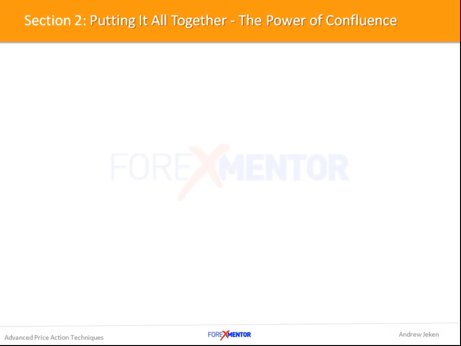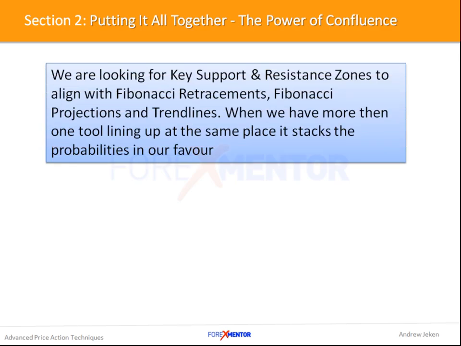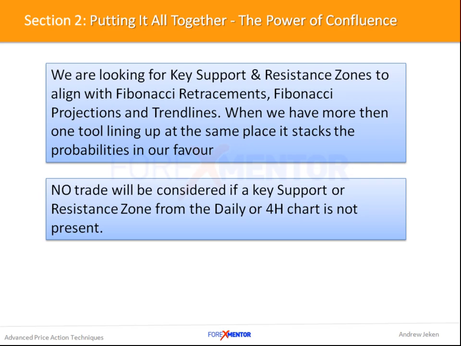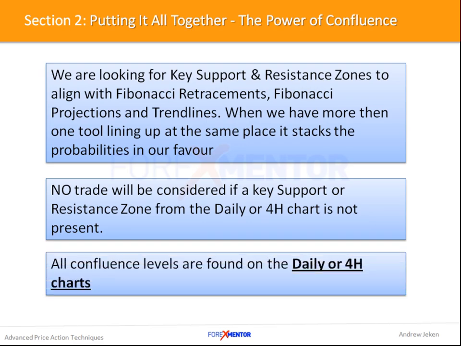Let's talk about putting it all together and the power of confluence. We are looking for key support and resistance zones to align with Fibonacci retracements, Fibonacci projections, and trend lines. When we have more than one tool lining up at the same place, it stacks the probabilities in our favor. No trade will be considered if a key support or resistance zone from the daily or 4-hour chart is not present. All confluence levels are found on the daily and 4-hour charts.